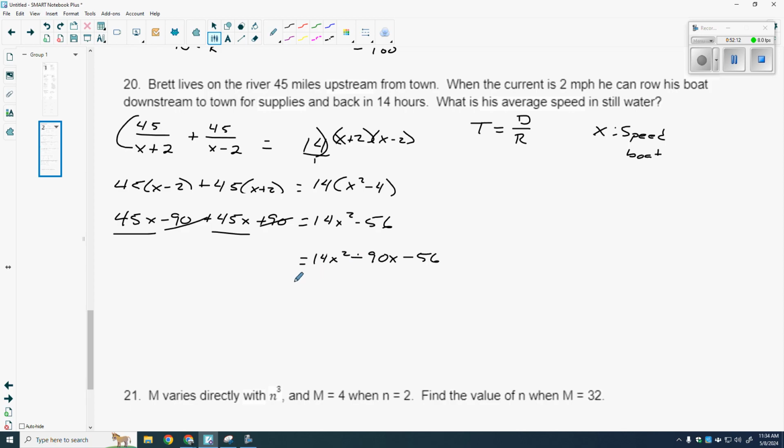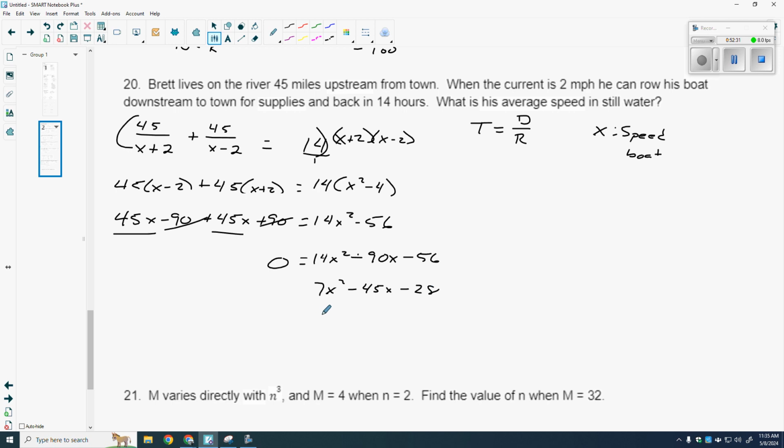Remember I said most of these will factor. If you don't like the looks of that, which I don't blame you, you can dump that into the quadratic formula, but I'm going to factor it just to show you that we can. I'm going to divide everything by 2 because they're all divisible by 2.